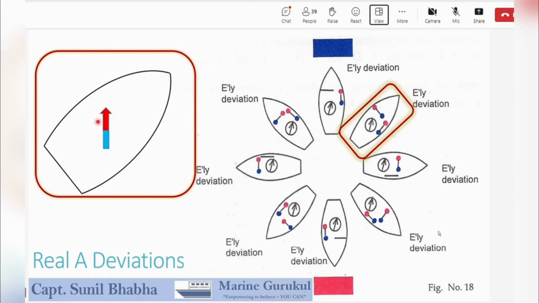We have the compass as usual placed in the center line. Irrespective of the direction in which the ship is heading, the compass needle is always going to point north and south. The north end will be the red end of the compass and the south end will be the blue end. Now we have a fore and aft longitudinal to the starboard of the compass. You can see on the starboard side we have a fore and aft longitudinal which is only forward of the compass. It is not there aft of the compass.